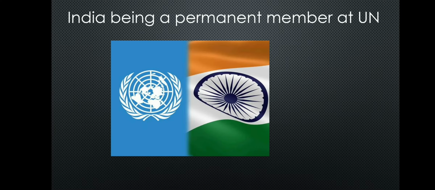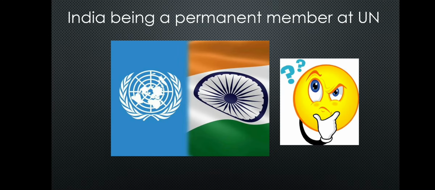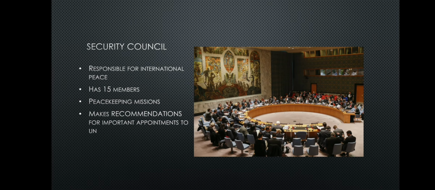Recently, 4 out of 5 permanent members of the Security Council had agreed upon India's permanent candidature. However, we cannot make any conclusions about it at this point of time. We would have to see if India could take the seat in the Security Council as a permanent member in the future.